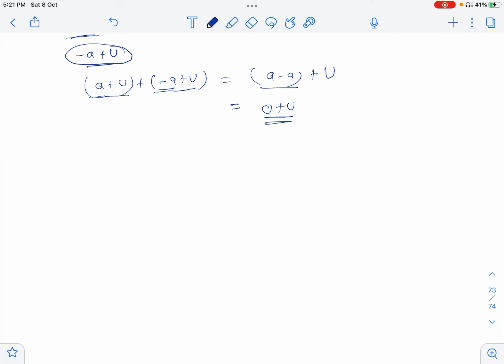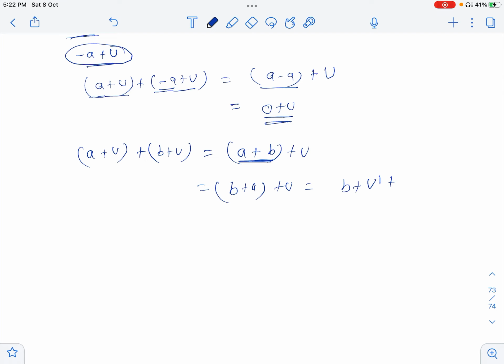For commutativity, let us assume (a plus U) plus (b plus U), and by the definition of addition as we defined in equation 1, a plus b plus U, and since R is itself a ring and a and b are elements of ring R, R is commutative with respect to addition, so this is b plus a plus U, and this can be written as (b plus U) plus (a plus U). That means it is a commutative group with respect to addition.